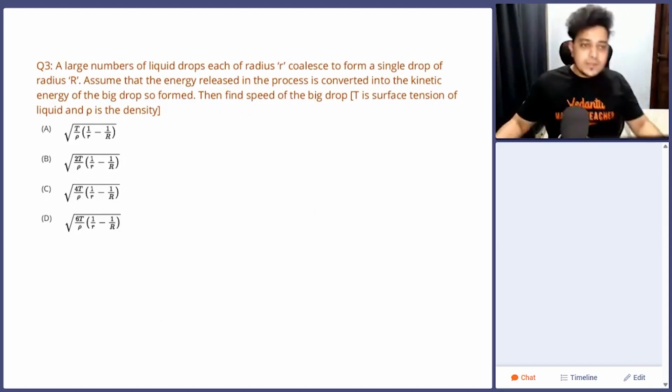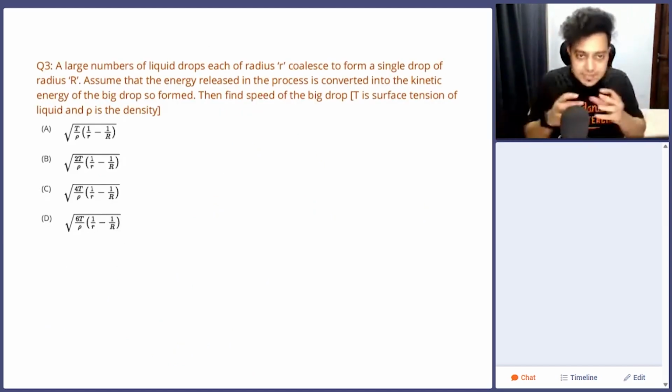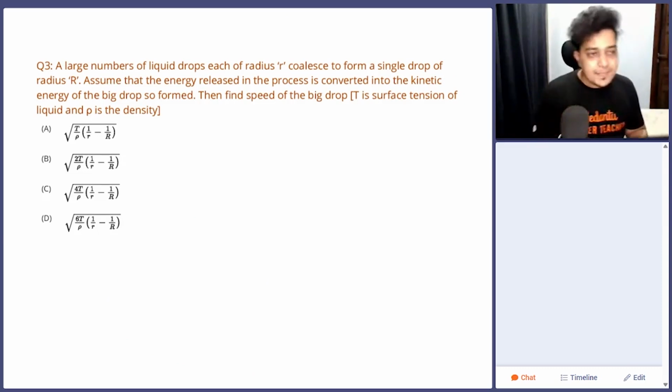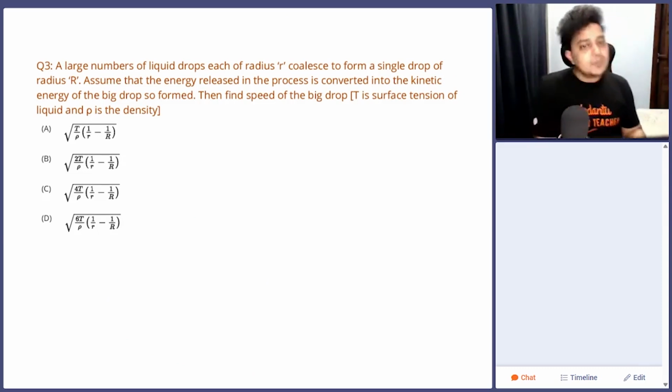A large number of liquid drops, each of radius r, coalesces to form a single drop of radius capital R. Assume that the energy released in the process is converted into kinetic energy of the big drop so formed. Then find the speed of that big drop. Surface tension is T. Liquid density is rho.